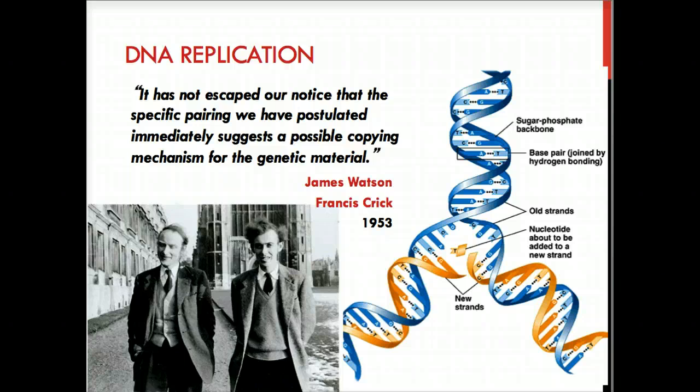Replication says, it has not escaped our notice that specific pairings we have postulated immediately suggest a possible copying mechanism for the genetic material. This is the famous Watson and Crick. These are the guys who first published the structure of DNA as a double helix. And this is telling us that as long as you have an old strand, you can make a prediction of what the new strand is going to be, right? So if I know the old strand has a C, I know the new strand is going to have a G. The old strand has an A on it, I know the new strand is going to have a T.